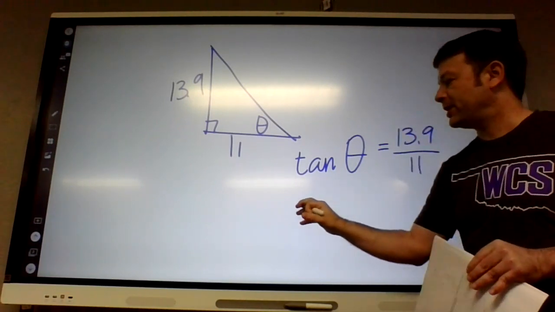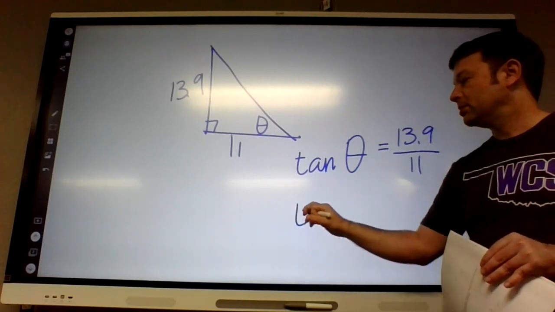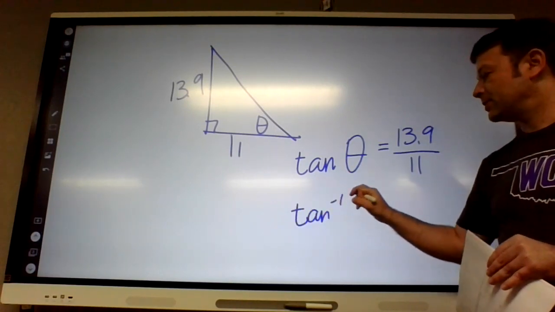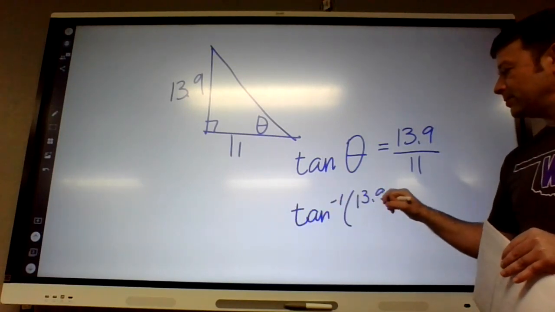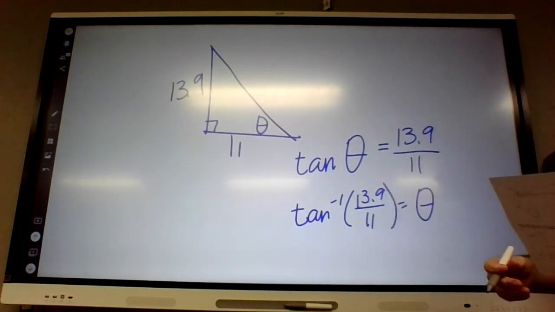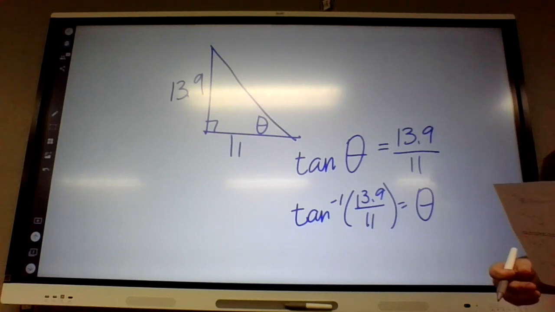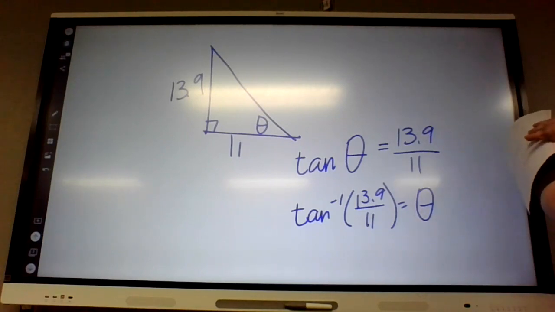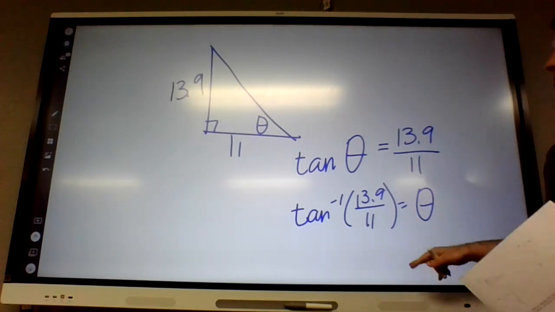And then what do we put in the calculator to find theta? Tangent inverse of that ratio will give us theta. The directions say round to the 10th place. So that would be the first decimal place.